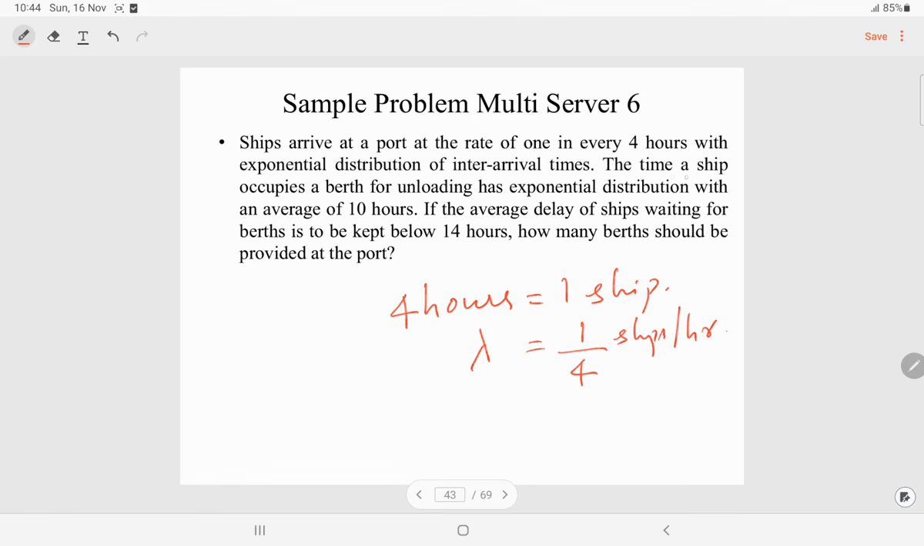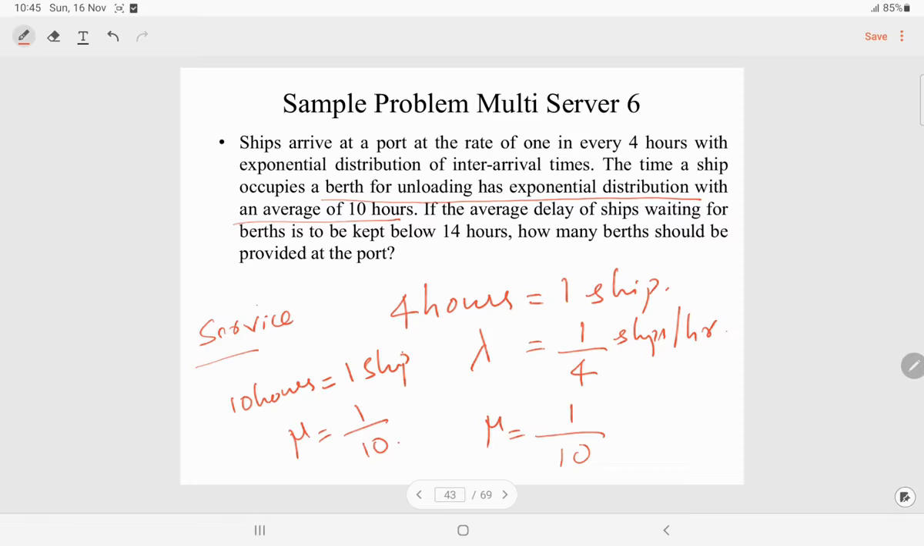The time a ship occupies a berth for unloading is exponentially distributed with an average of 10 hours. So for unloading, that is the service. For that service they take an average of 10 hours. That means 10 hours they will take to unload one ship. So mu is equal to 1 by 10.